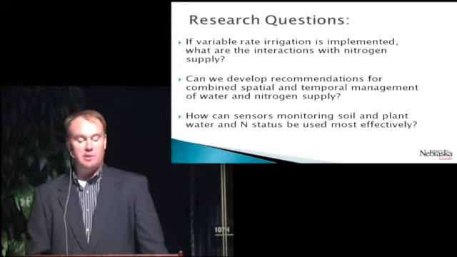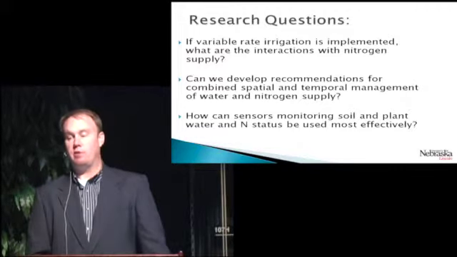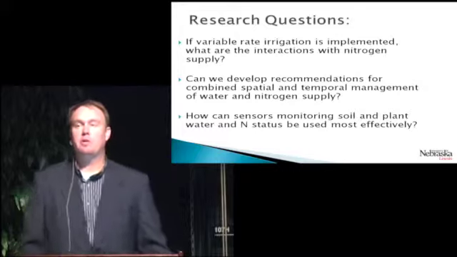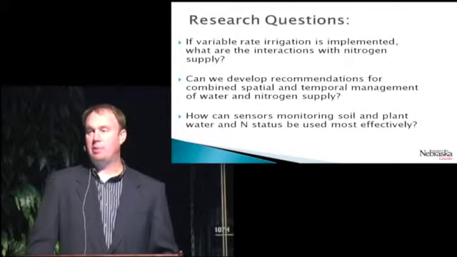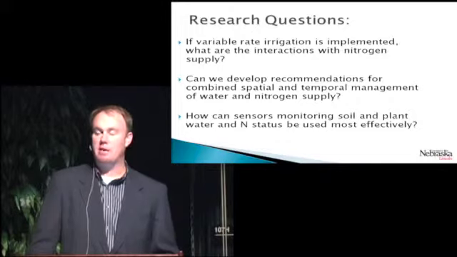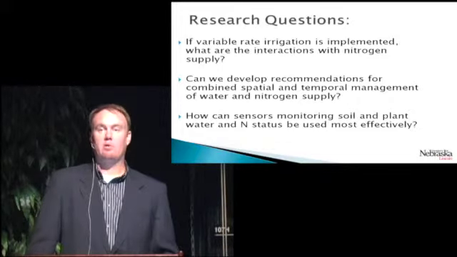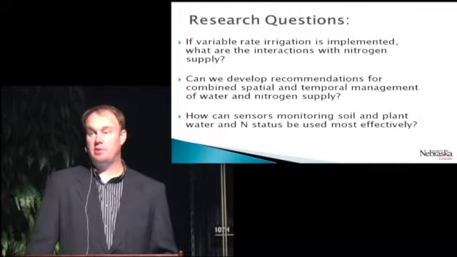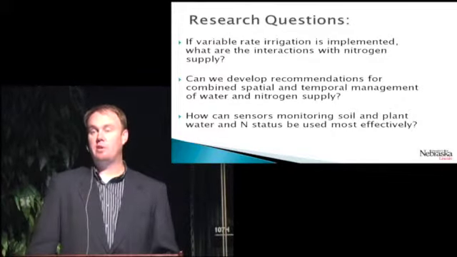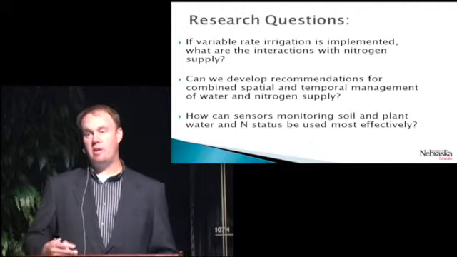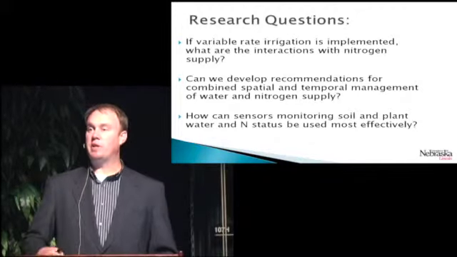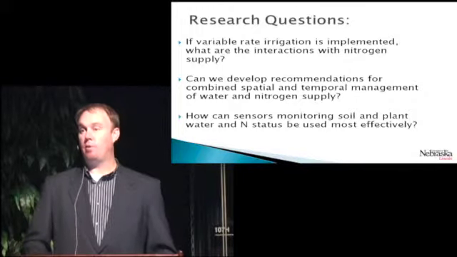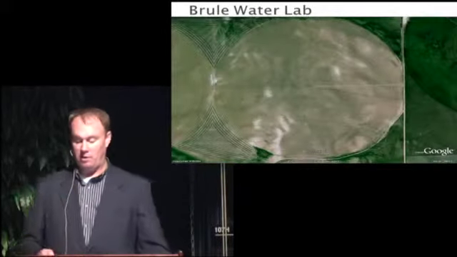And the other thing we're looking at is how can sensors monitoring both soil and plant water as well as nitrogen status be used most effectively? If we're going to quantify the soil variability, and that's how we decide how much water we want to put down, how can we use crop canopy sensors? How can we use soil moisture sensors? How can we use any other sensors, maybe thermal sensors, or even height sensors? How can we use these sensors to give us information on the variability in the plant growing so that we can then variably apply water and or nitrogen so that everything works together.